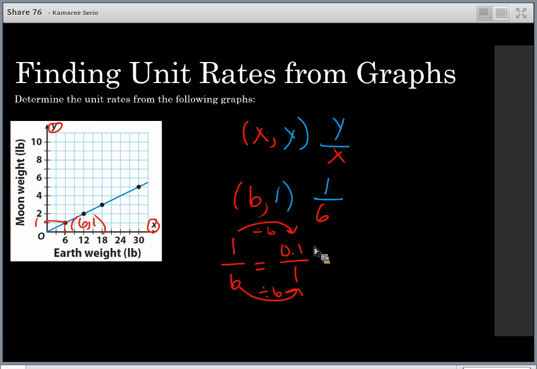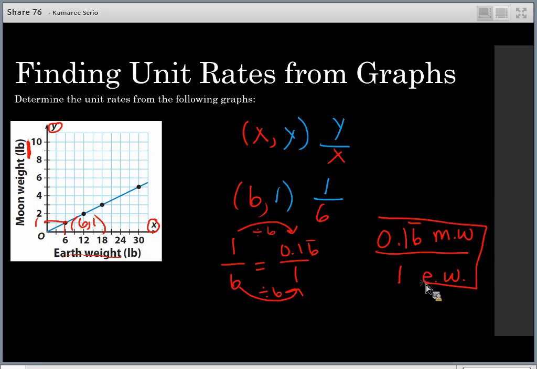is 0.16 repeating. Now, when you look over here, this is your y label, this is your x label on the bottom. So your final answer is 0.16 repeating. This is moon weight for every 1 earth weight. So 0.16 moon weight pounds for every 1 earth weight pounds.